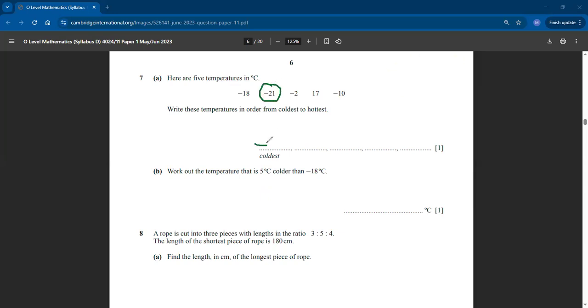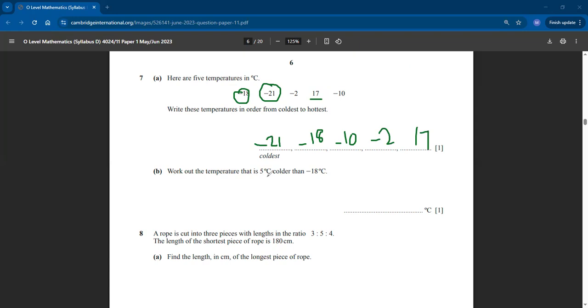-21 is the smallest. So -21 followed by -18, then -10, -2, and finally 17 because that's the only positive number, and all of the other numbers are negative. So negative numbers are always smaller than the positive ones.